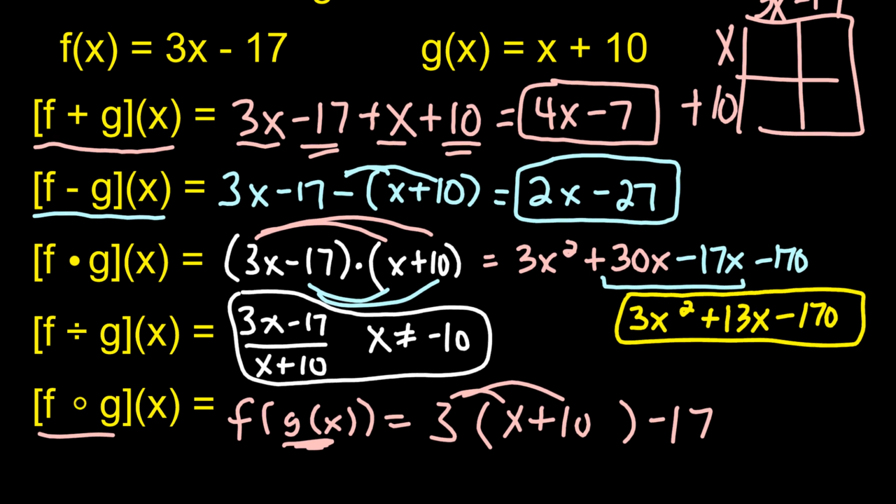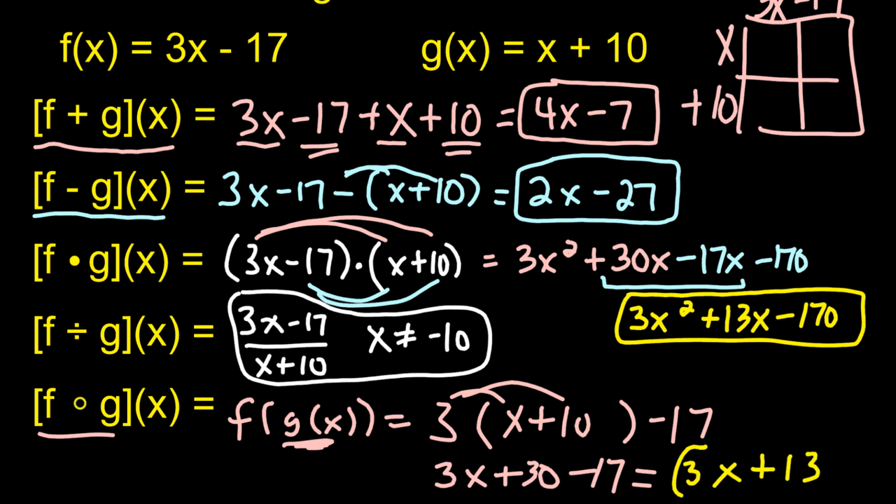Scroll down a little bit. And we get 3x plus 30 minus 17. Then if we combine like terms, we end up with 3x plus 13. And so that would be f of g of x. You could also do g of f of x, and you'd probably get something different. In fact, you would get something different.